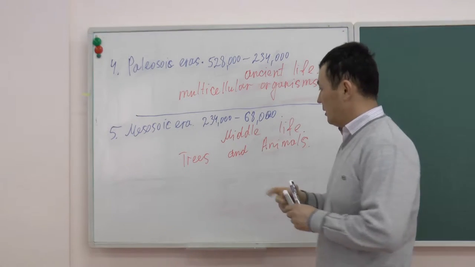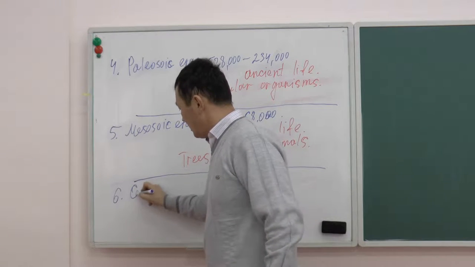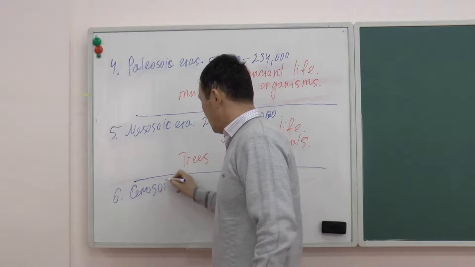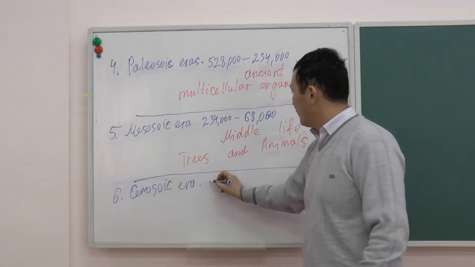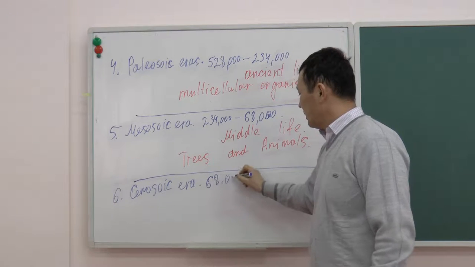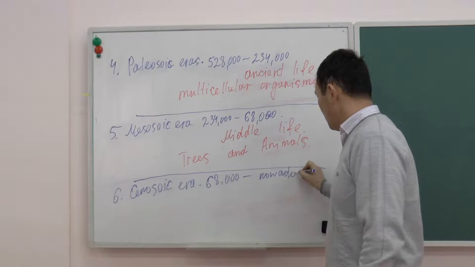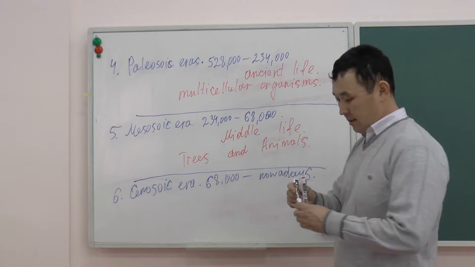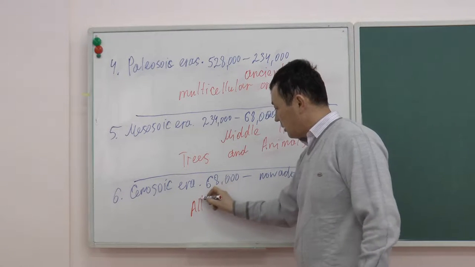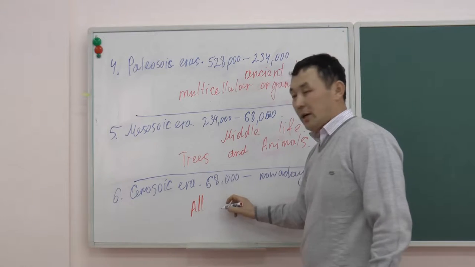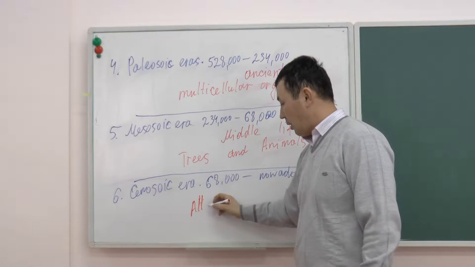And the last one is the Cenozoic era, which lasted from 68 million years till nowadays. And as you know, all biodiversity was formed in this period, all biodiversity of organisms which inhabited the surface of our Earth.